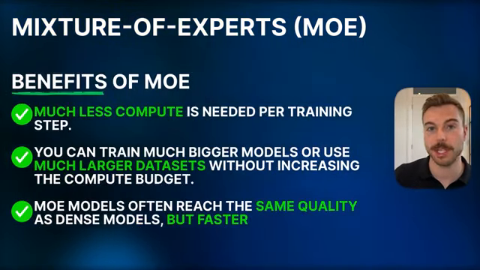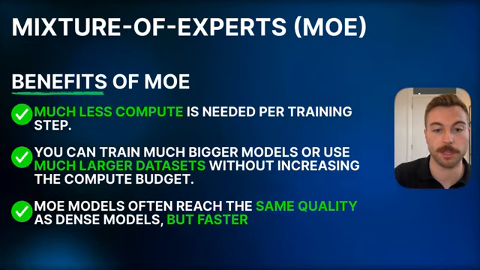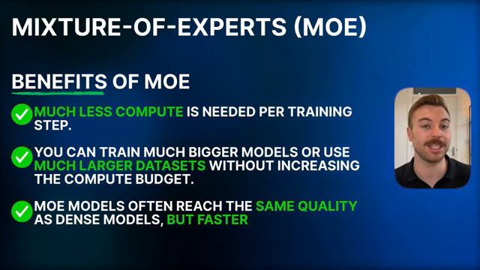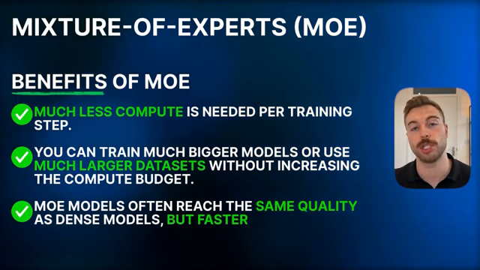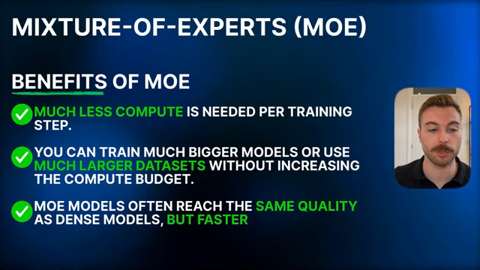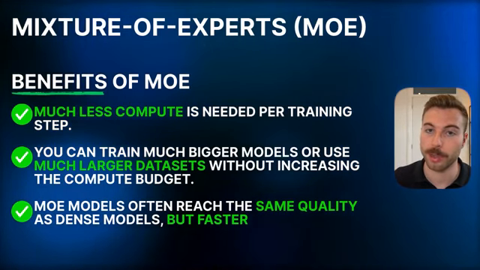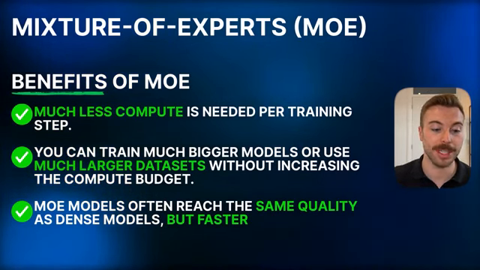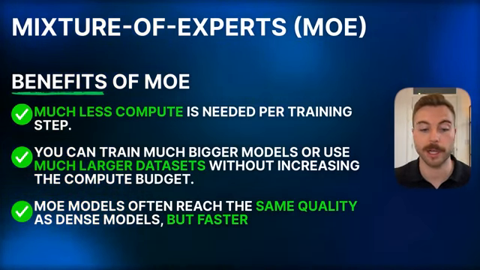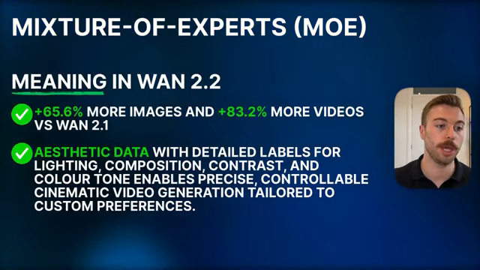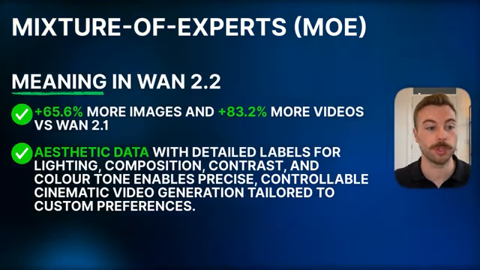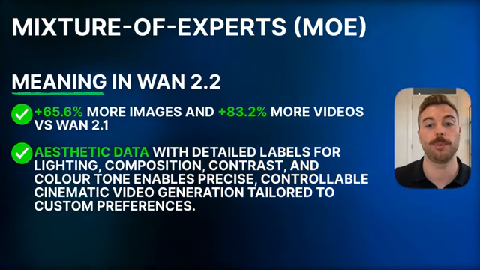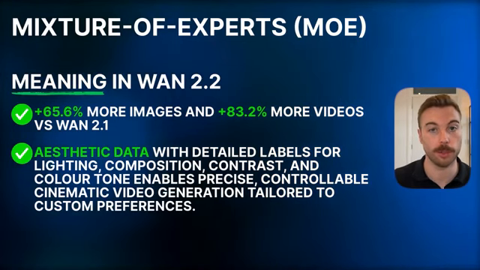Well, if we come to this next part here, it means we're able to use much less compute to get that training done because the experts really understand the data that's coming through and the output we're trying to achieve. We're also able to train much bigger models or use much larger data sets without needing to increase that compute budget. And this means we can get the same quality as the bigger models, but much quicker and faster with the smaller models. And to bring that to life, WAN 2.2 has ingested 65.6% more images and 83.2% more videos than WAN 2.1.